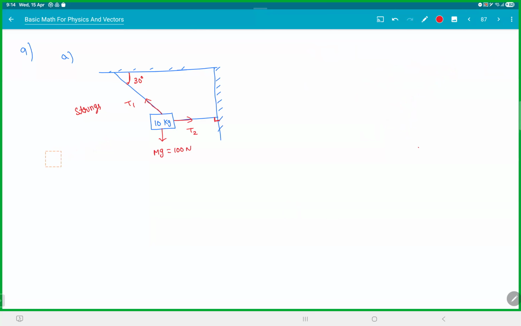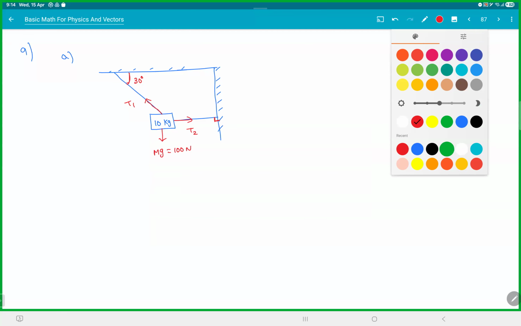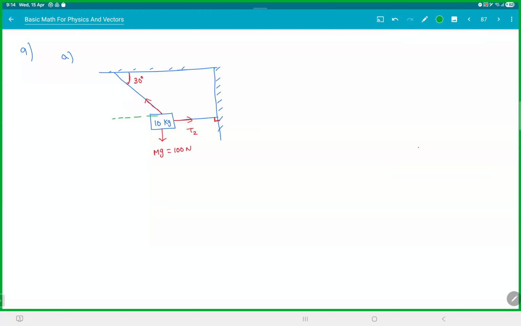Step 1, choose your block. So my 10 kg is there. Now, if that is 30 degrees, this is also 30 degrees. Do you guys agree?